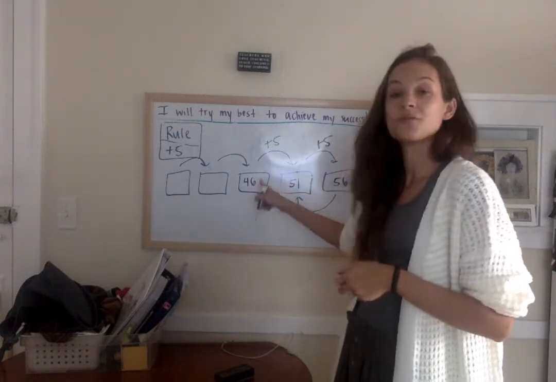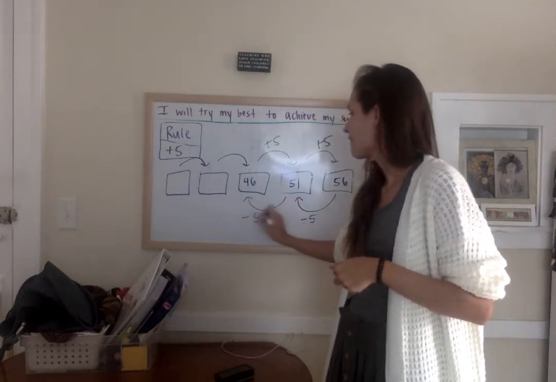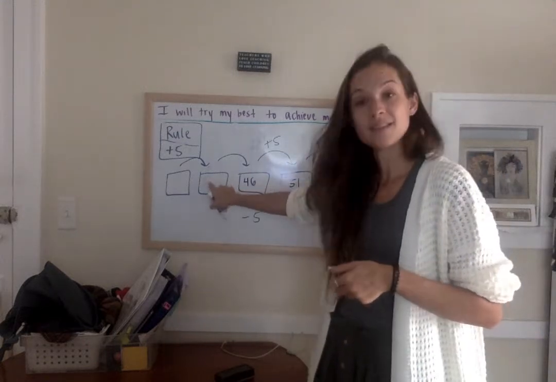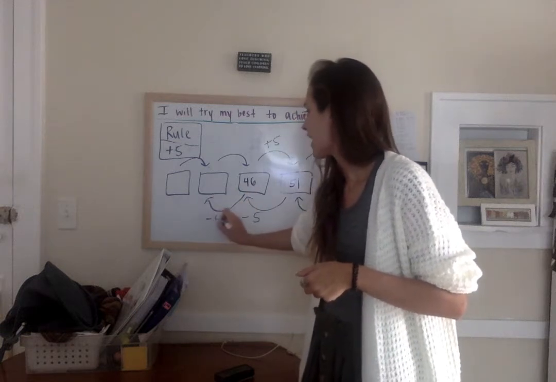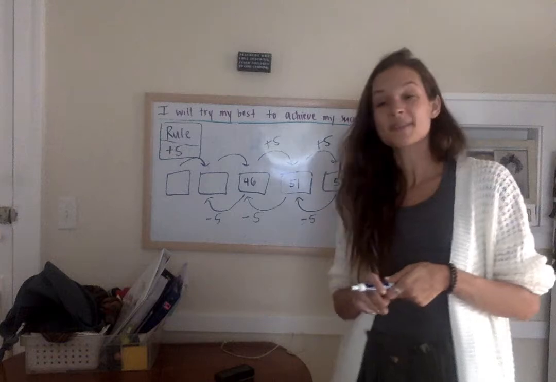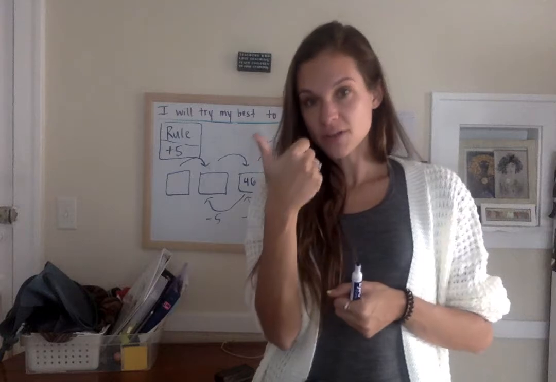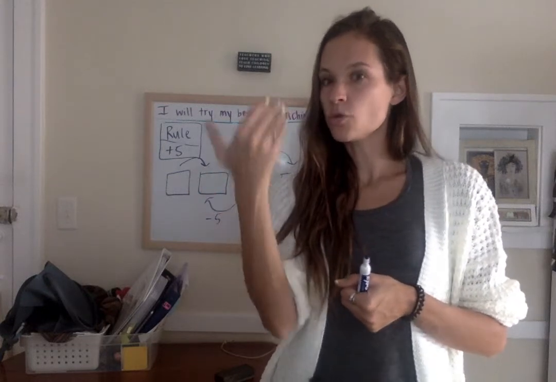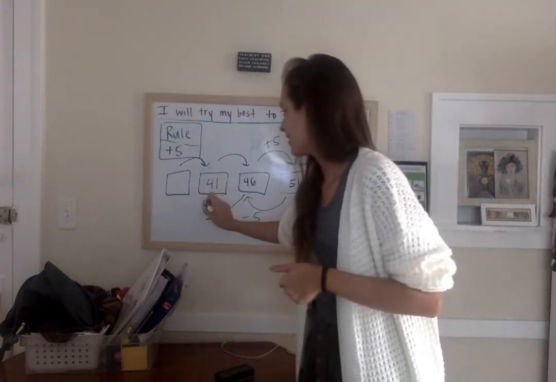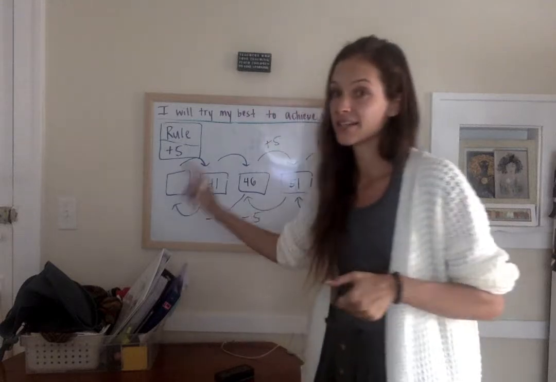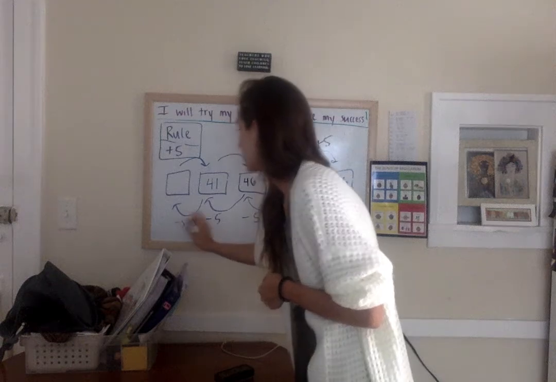To get from 51 to 46, what would I have to do? I would have to subtract 5. So now, to figure out what's in this box, or in this frame, I'm going to have to subtract 5. So I have to do 46 minus 5. All right, 46, 45, 44, 43, 42, 41. And then last but not least, I would have to subtract what number? 5. I would have to subtract 5 from 41.